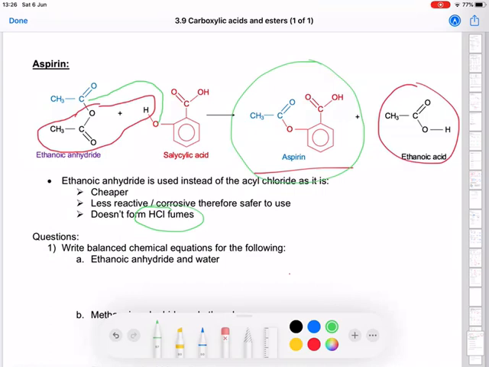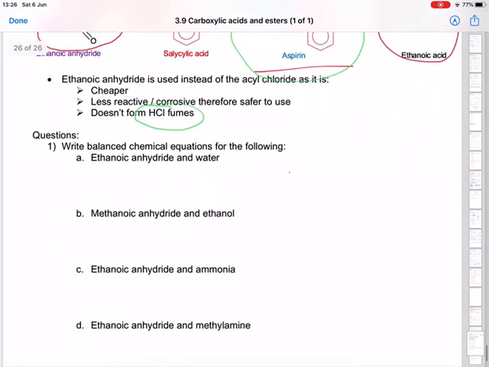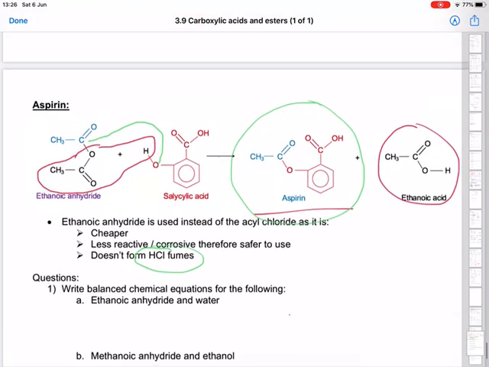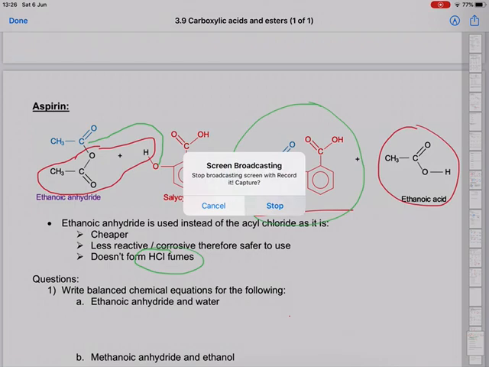This is a required practical, which obviously we'll do when we're back in college. Okay, so in terms of that, I think that is the end of this unit of work. Yeah, that is the end.